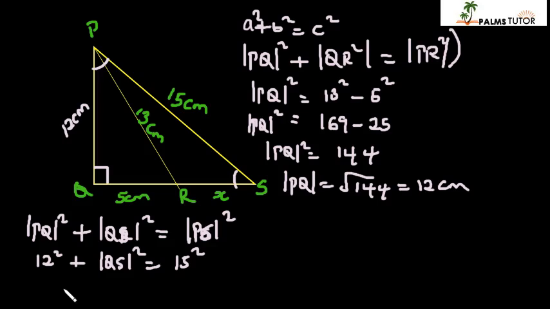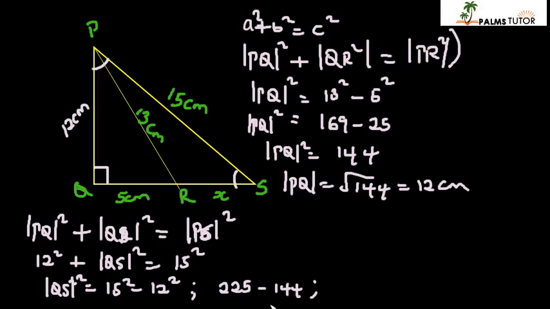By collection of like terms, QS squared will equal 15 squared minus 12 squared. 15 squared is 225. It's very important for you to know your squares of perfect squares from 1 to at least 15. Then minus 12 squared, which is 144. So 225 minus 144 would give us 81. So we have line QS squared equals 81. Taking the square root of both sides, line QS will equal the square root of 81, which equals 9.